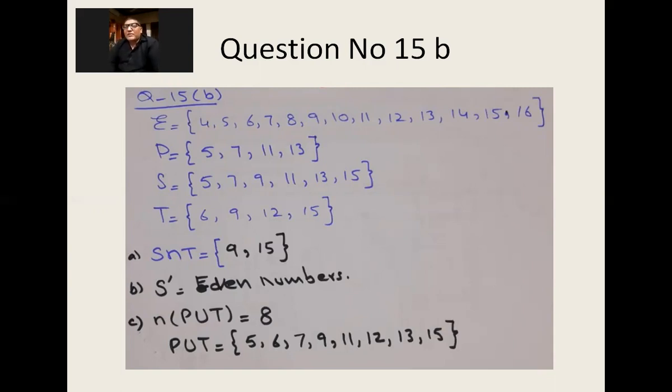Then we have, how many members are there in P union T. So first of all, let me find out the P union T. P union T means P and T joined together, just do not repeat the members. Remember this, don't repeat the members. So I can write here 5, 6, 7, 9, 11, 12, 13, 15. Now just count how many members are in the P union T. That will be your answer. There are 8 members in the P union T. So this is question number 15, B part.